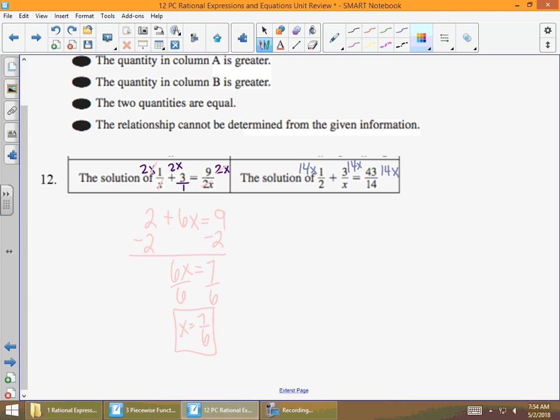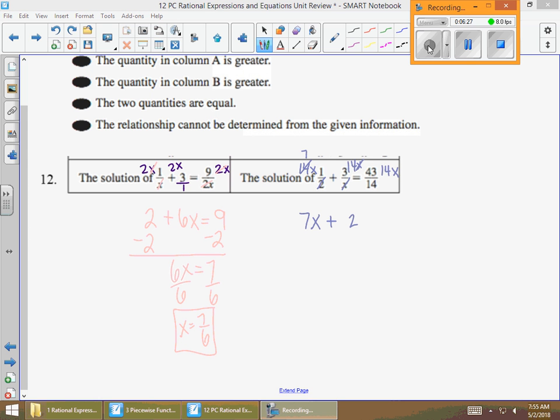It might be easier here with these fractions, and I don't know if you want to rewrite it. I'm just going to see what I can cancel here. 14 divided by 2 would be 7. So 7x times 1, that's just 7x. In my second term, my x's cancel. So I'm going to have 3 times 14, which is 42. And my x is canceled there. And then on the other side of the equation, my 14's cancel, so I have 43 times x.